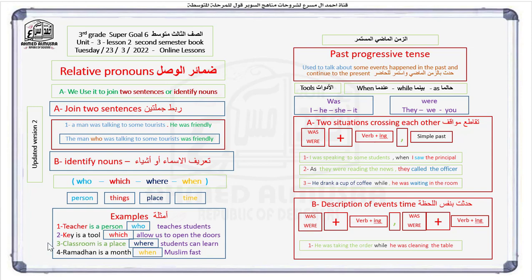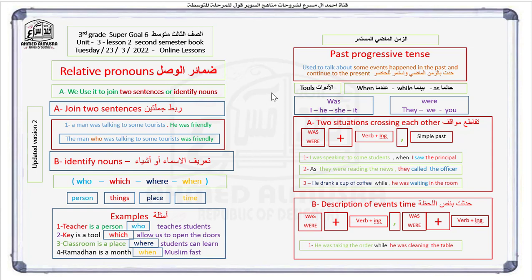Second one, a key is a tool which allows us to open doors, or to open objects. Number three, a classroom is a place where a student can learn. Number four, Ramadan is a month when Muslims fast. So this is related to the time, related to the place, related to the things, and here related to person or people. So that's it regarding the relative pronouns.